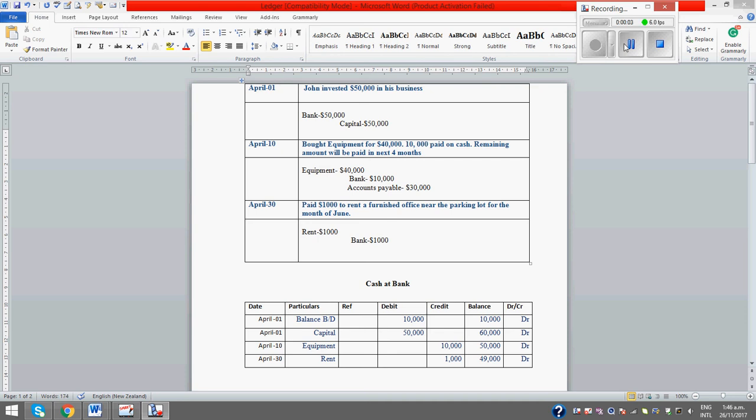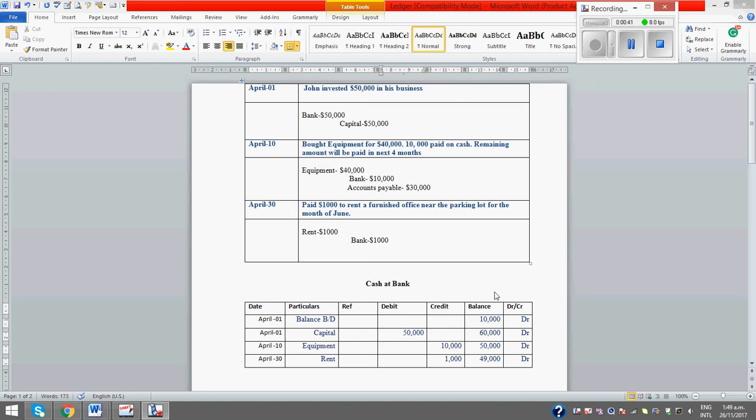Hello viewers, in this video I'm going to show you how to prepare 3-column ledgers. First of all, let me tell you the main difference between 3-column ledger and T-column ledger. In T-column ledger, you will get the balance at the end of the accounting period or at the end of the month. But over here, in 3-column ledger, you will get your balance every time you update your accounts.